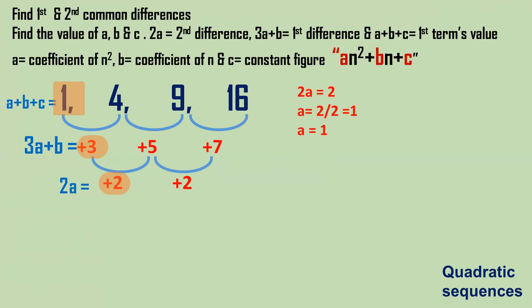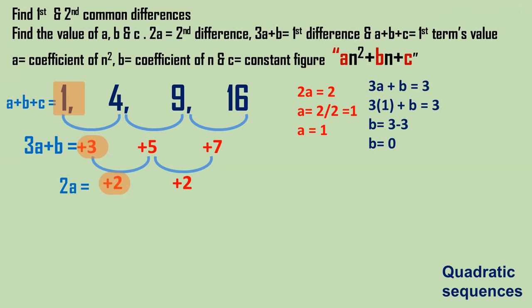In the same way, 3a plus b is equal to 3. Here we know the value of a. We're going to substitute the value of a in this equation, so that will produce 3 multiplied by 1 plus b is equal to 3. Here the 3 is a plus, so on the other side that will be subtracted. We'll get 3 minus 3, and that will produce the value b is equal to 0.